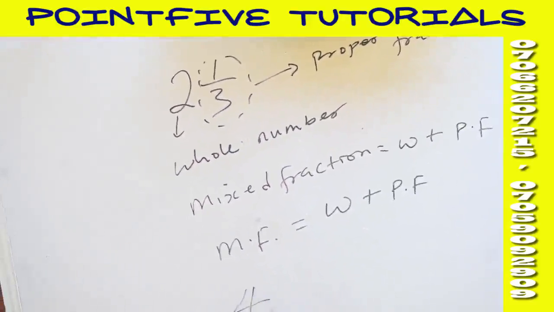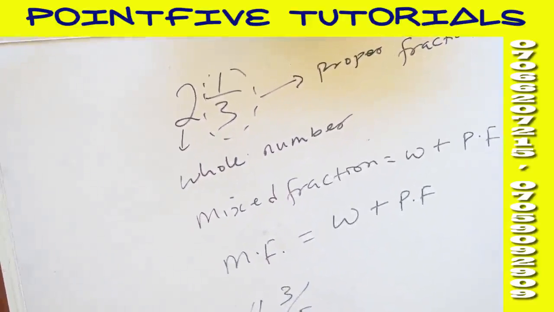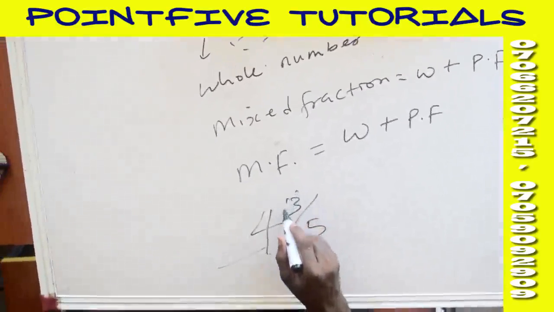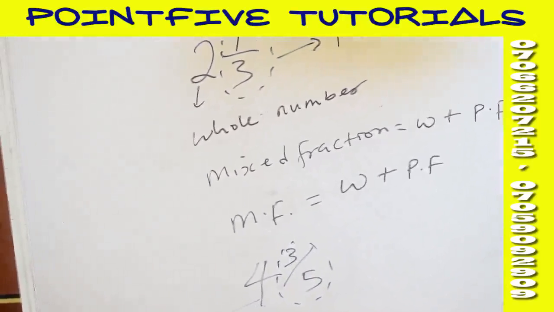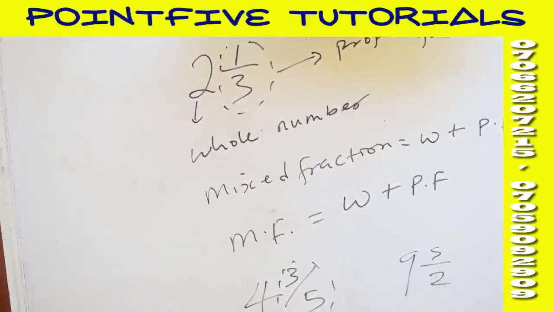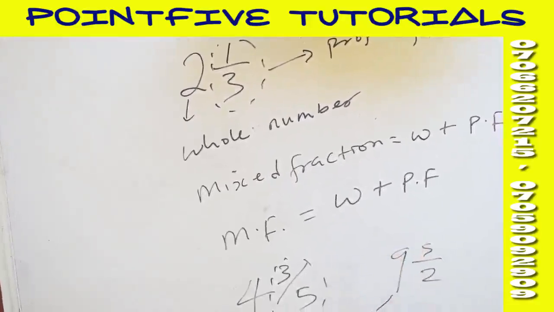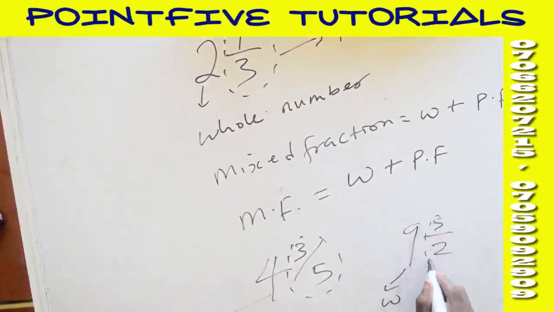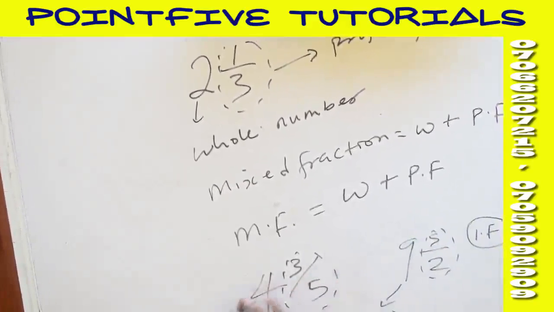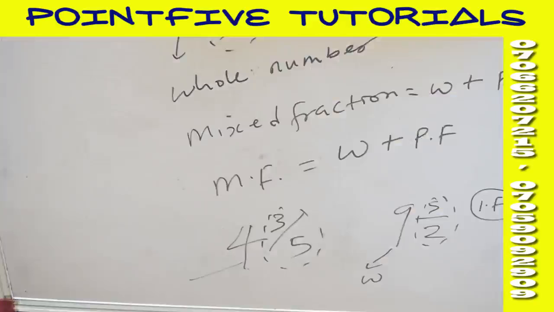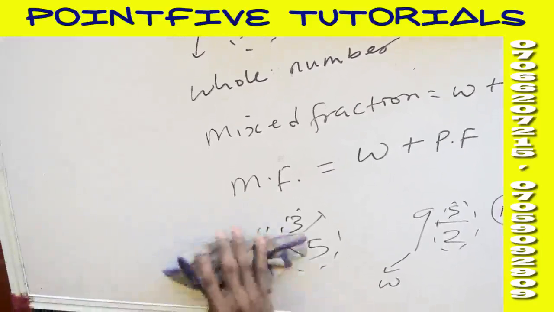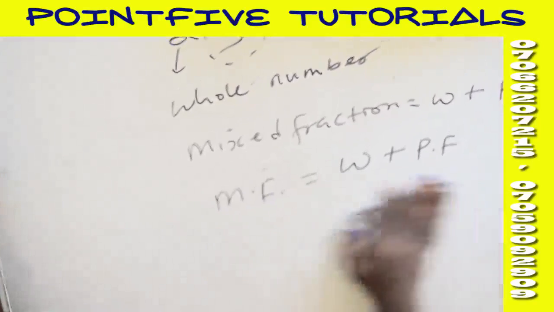If I should come here, 4 whole number, 3 over 5, still the same 3 digits, 1, 2, 3. This 4 is the whole number, 3 over 5 is the proper fraction. So this is correct. But if I should come here and say 9 all over 5 over 2, this 9, even though it has 3 digits, 9 is the whole number. 5 over 2 is an improper fraction, which I will call IF. So it is not a mixed fraction, because a mixed fraction must have a whole number with addition of a proper fraction.